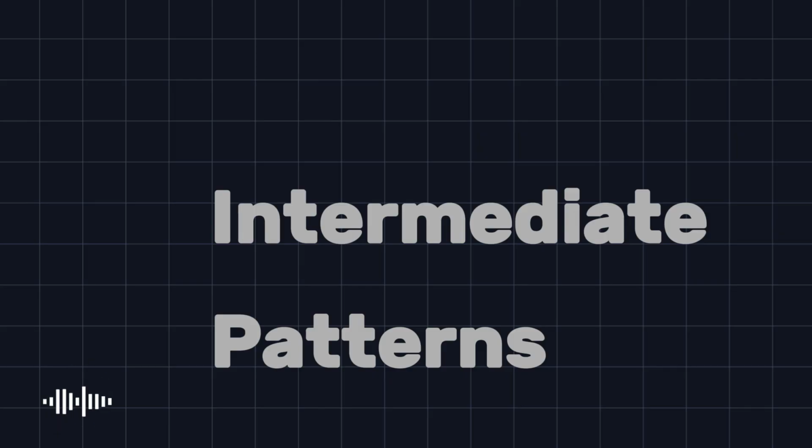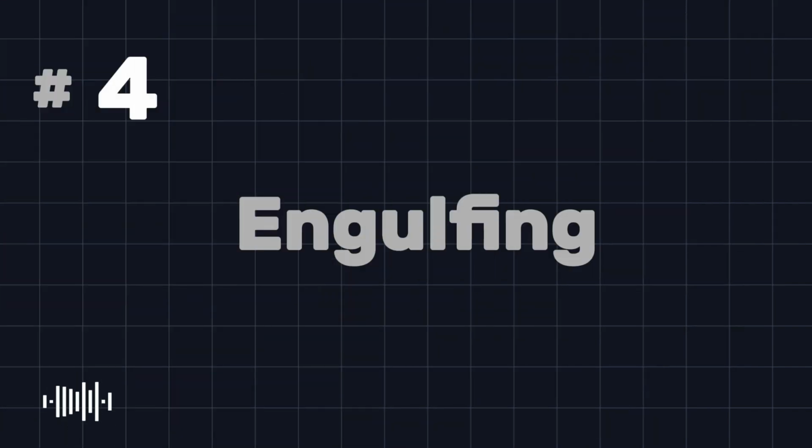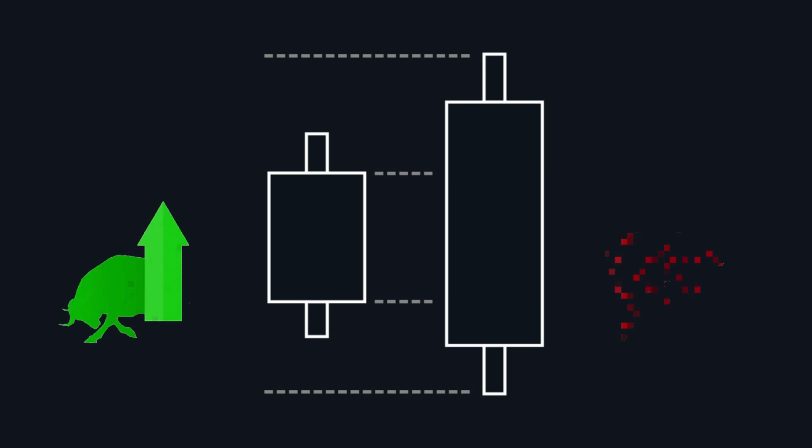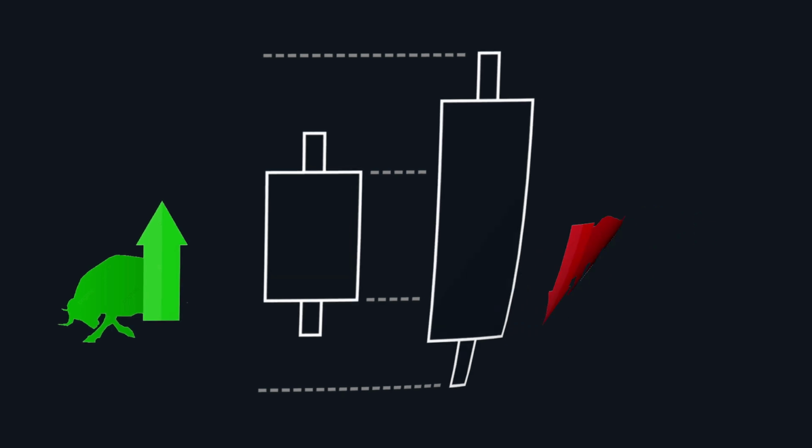Now we will move to intermediate patterns that consist of two candles. Number 4. Engulfing. The engulfing pattern is a two-candlestick formation where the body of the second candle fully engulfs the body of the first. This pattern is a powerful reversal signal and can be either bullish or bearish, depending on its context within the prevailing trend.